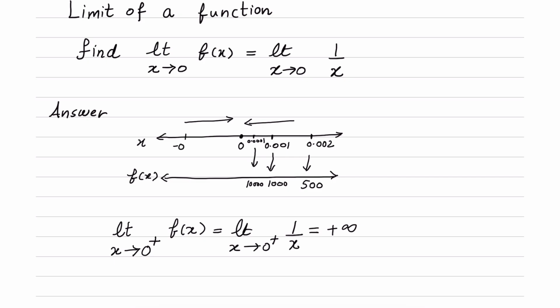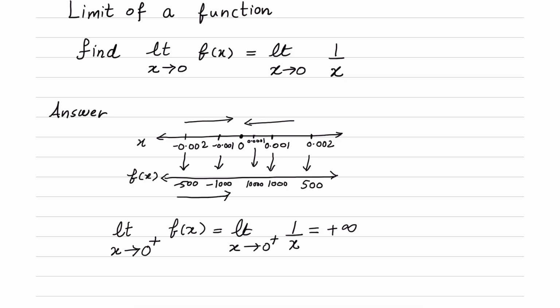Now let's get closer to 0 by picking some values on the left of 0. Let's say we pick minus 0.002. When we plug this value in the function 1 over x, we get minus 500. Let's pick a value closer to 0, minus 0.001. In this case, the function value is minus 1000. We can see that as x is getting closer to 0, the function values are becoming huge, but negative huge values.